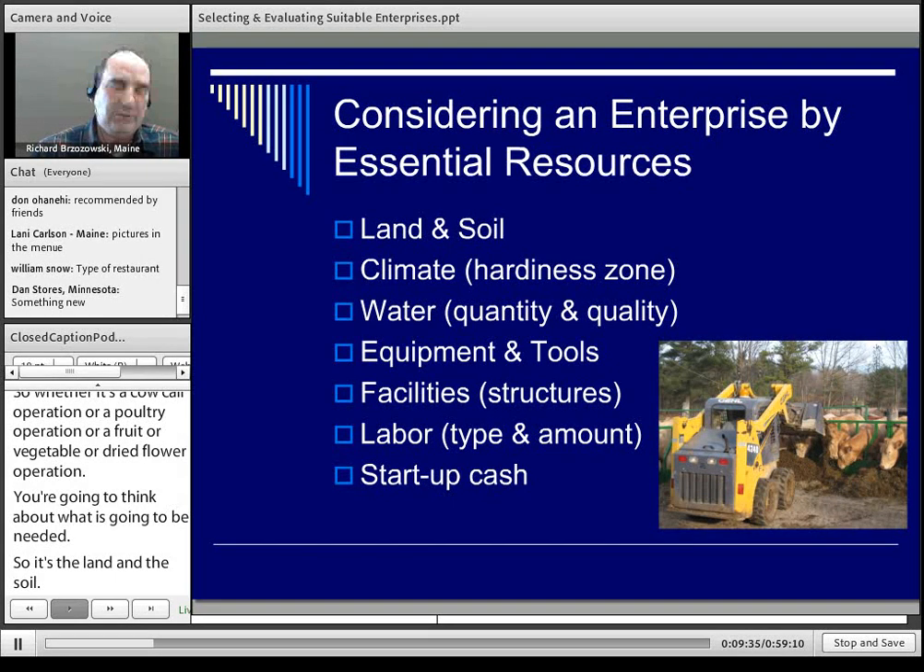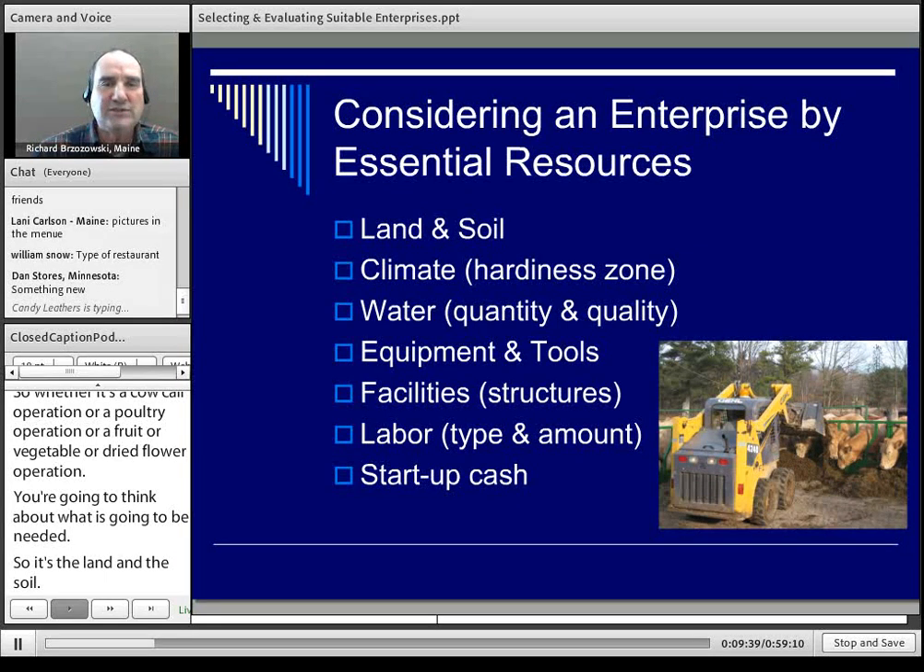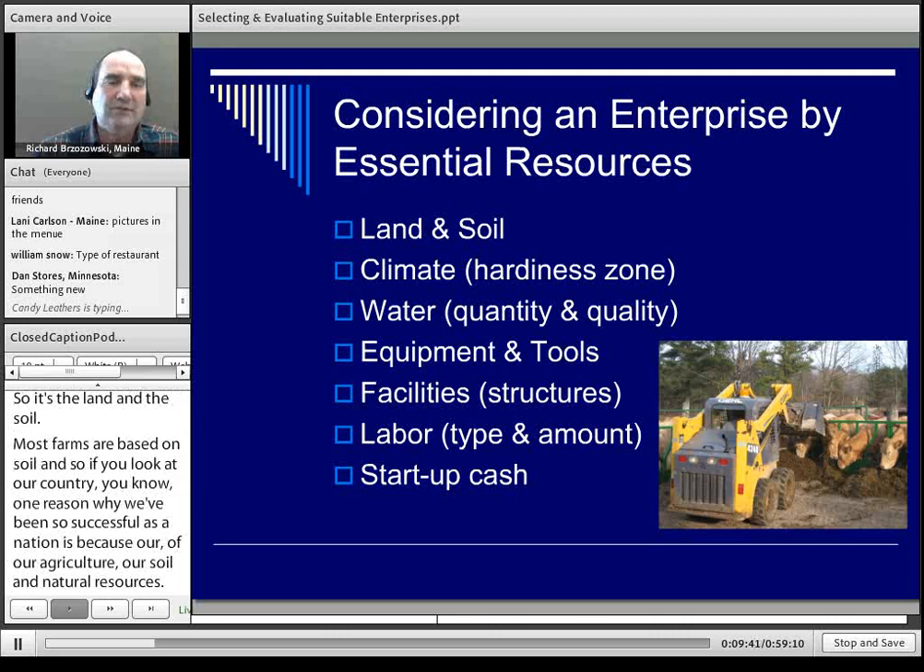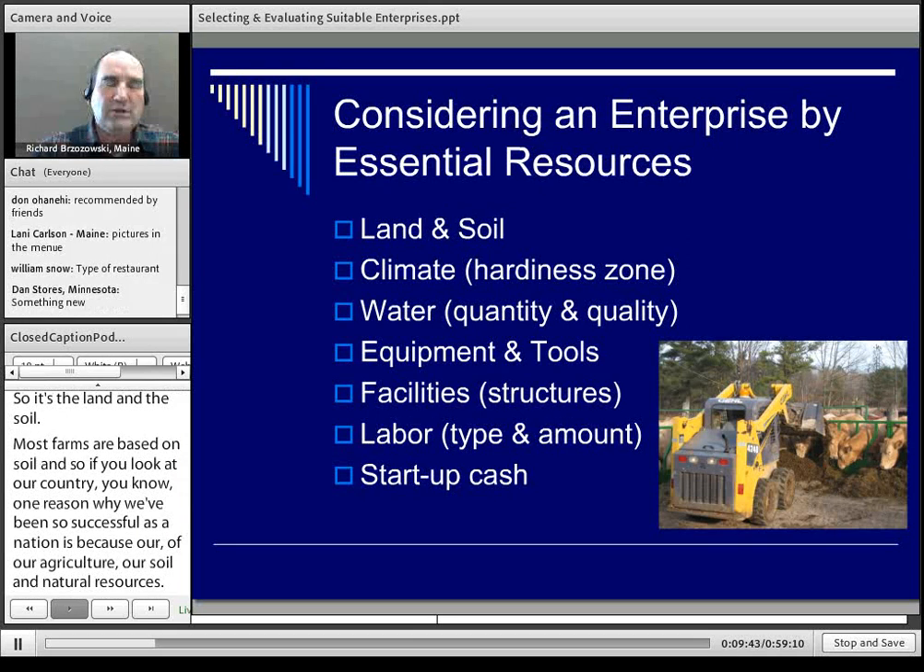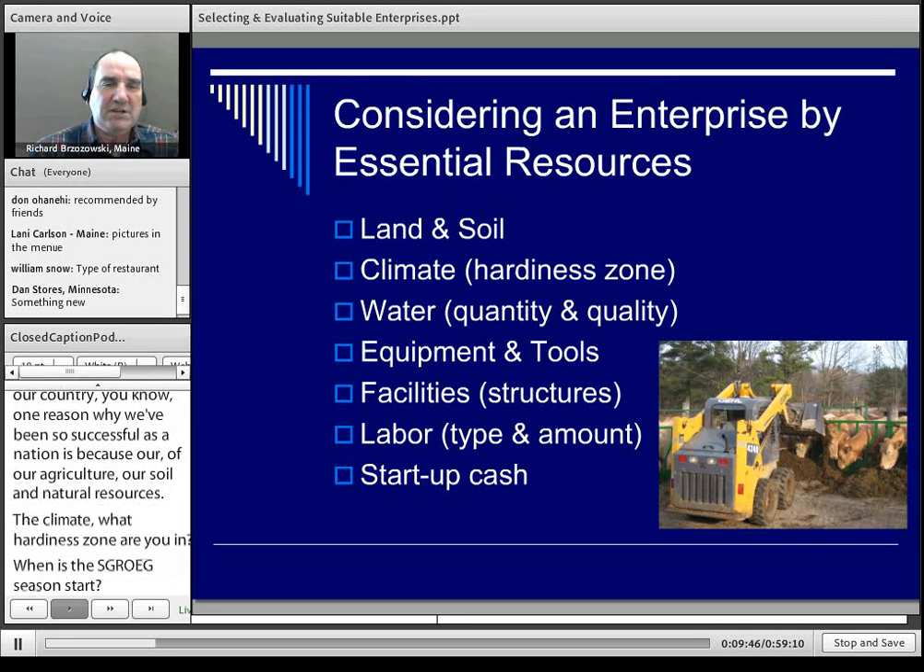The climate, what hardiness zone are you in? When does the growing season start? What are your frost-free growing dates? When do you have light enough to produce a crop? That has to be considered.